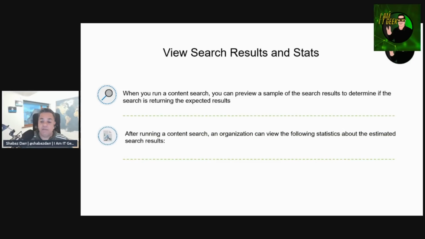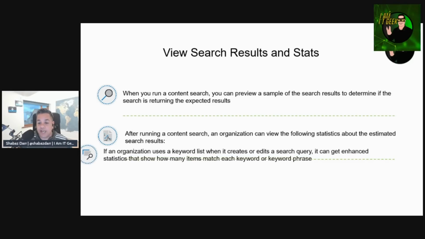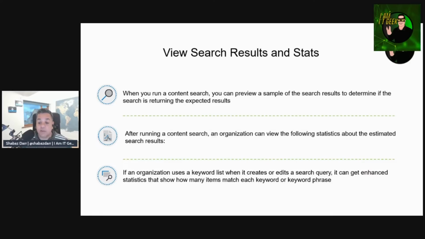After you've run the content search, an organization can then view a lot of different statistics about those estimated search results. They include the number of content locations with items that match the search query, the identity of the content locations that have the most matching items, and these statistics can help quickly identify which parts of a query are the most or least effective. Finally, when you're viewing search results and stats, if your company uses keyword lists, when you create or edit a search query it can then get enhanced statistics to show how many items match each keyword or keyword phrase.